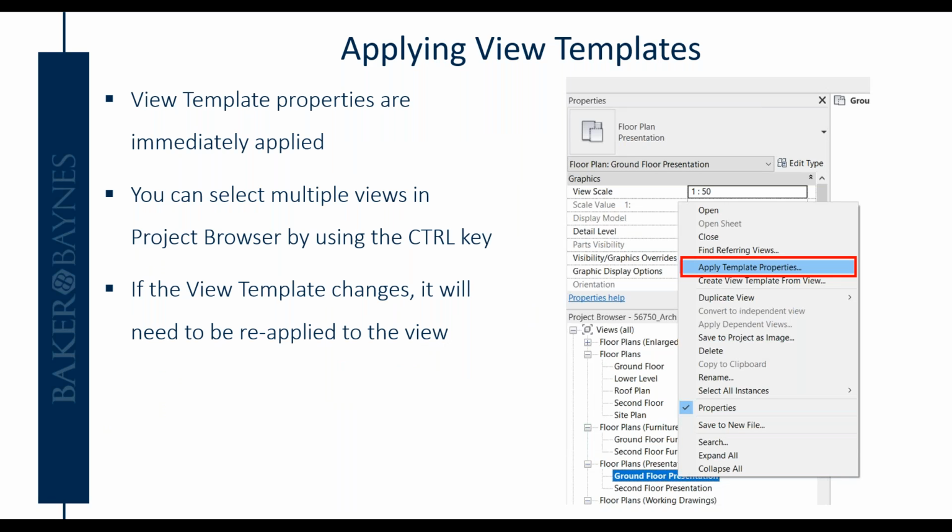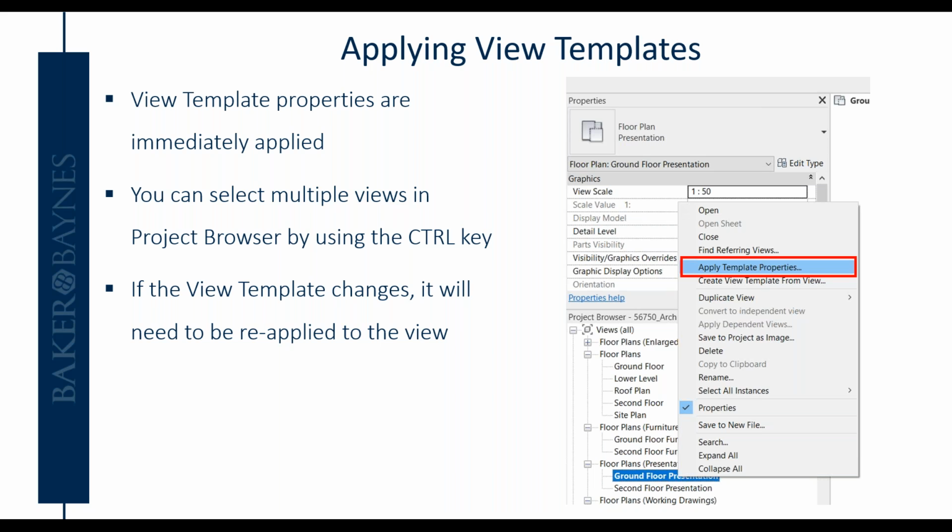Then once your view templates have been created, you've got two options of using it. So the first option is to apply a view template, and this is done by simply right-clicking on the view name inside of your project browser, and then you select Apply Template Properties. So as you do this, your view properties are immediately updated. You can also select multiple views by simply using your control key to select them.